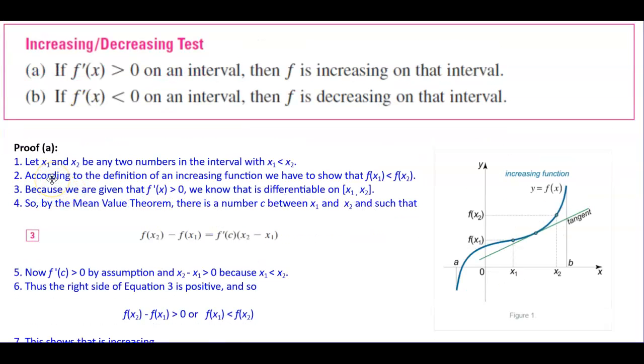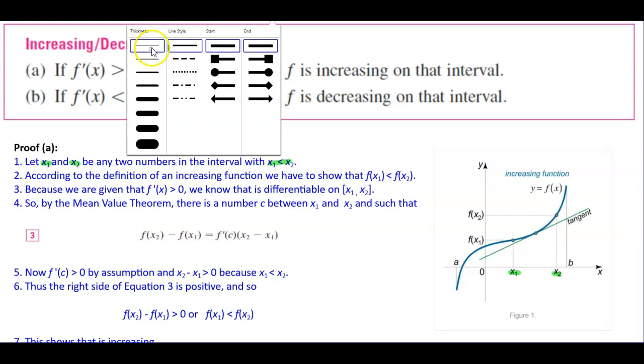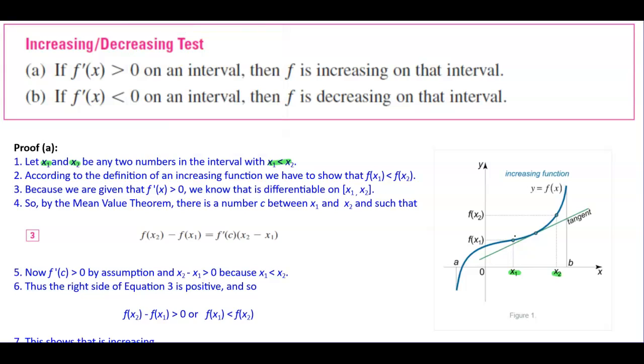So the proof for A. In step number 1, we're going to let x1 and x2 be any numbers on the interval. Here is x1 and then x2, and we can see that x1 is less than x2 on the x-axis. According to the definition of an increasing function, we need to show that f of x1 is less than f of x2. So f of x2 needs to be greater than f of x1.